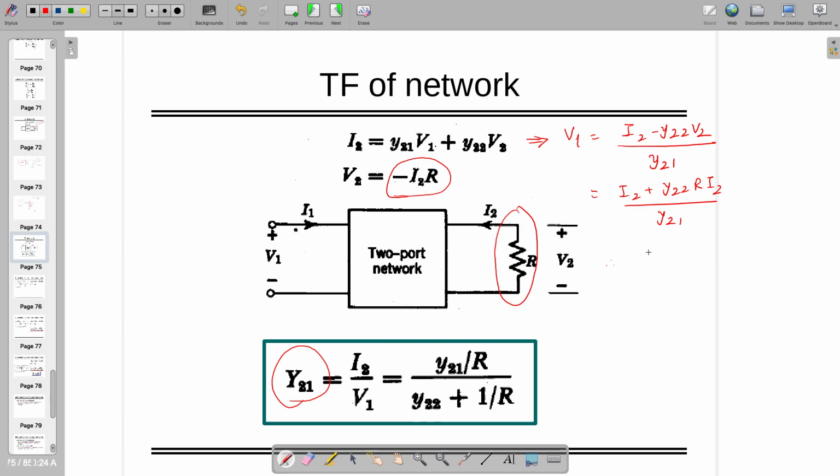So therefore you are going to get I2 by V1 is equal to y21 divided by 1 plus y22 times R, and you can divide it by R and you can get this expression, right? If it is terminated with resistance, this is the real situation. So you cannot keep your ports open. It will have some load resistance, and this is equivalent of that resistance. You can keep other things also, like inductor, capacitor, whatever you want to keep. That will give you the output, or that will change the output performance.